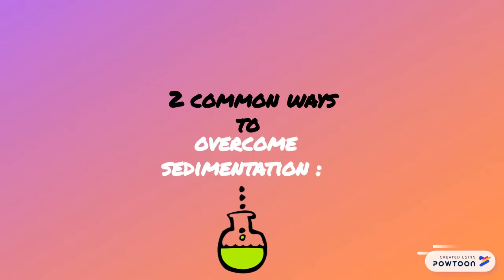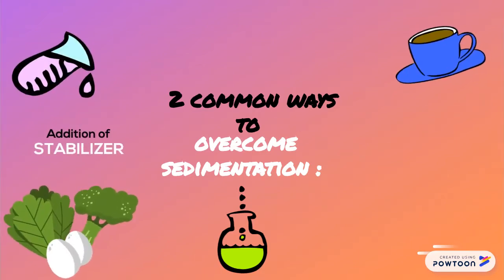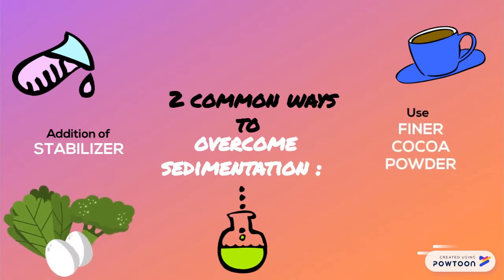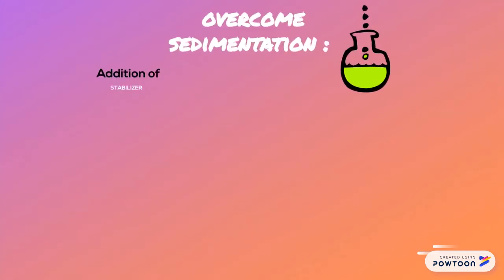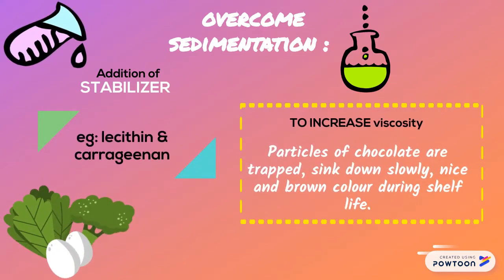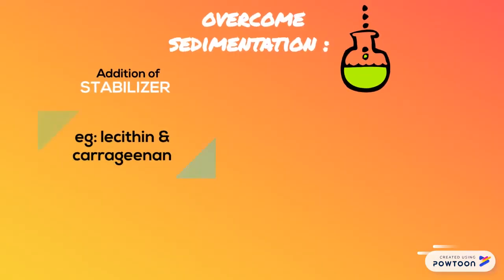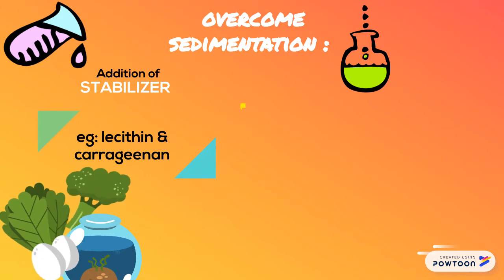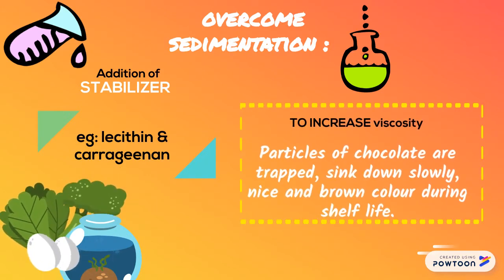First of all, there are two common ways to overcome sedimentation of chocolate milk. One is by addition of stabilizer, while another is by using finer cocoa powder. The purpose of adding stabilizer is to increase the viscosity of chocolate milk. Examples of stabilizer are lecithin and carrageenan. By adding stabilizer, the particles of the chocolate will be trapped and sink slowly. Hence, the chocolate milk will be a nice brown color during its shelf life.